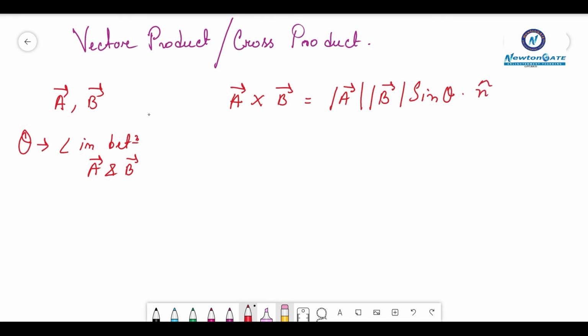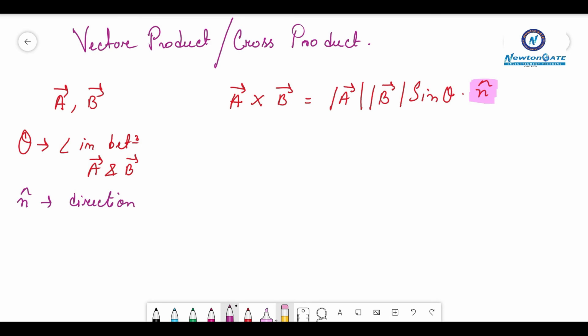Now, in the previous one, we just left it as AB cos theta. There was no direction. But since it is a vector product, it will give us a vector value, so it should have a direction. And this n cap provides us the direction. So n cap gives us the direction of the product value.